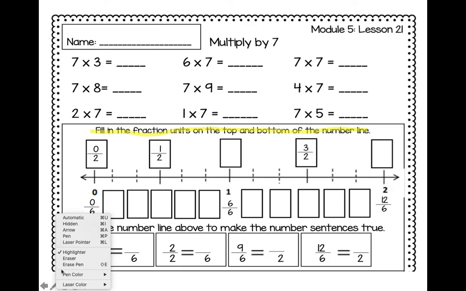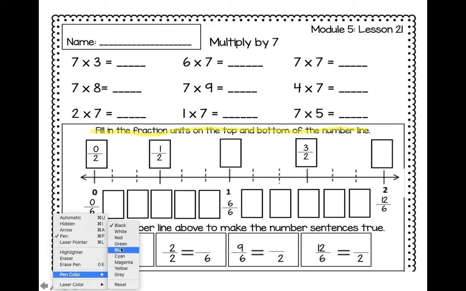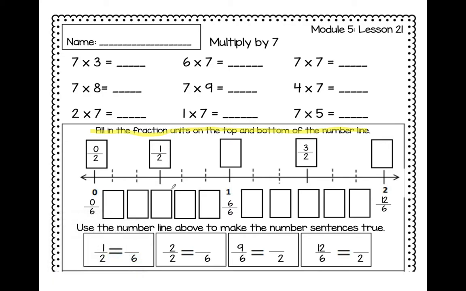And I'm going to use a pen. We're going to use fun colors. We'll use bright blue for the top, and then we'll use a different color on the bottom. So the top we can see is talking about halves. How do I know that? I look at this bottom number, the denominator, and I see it's going to be split into 2 equal parts. So I'm looking at 0 halves, that's a 0.